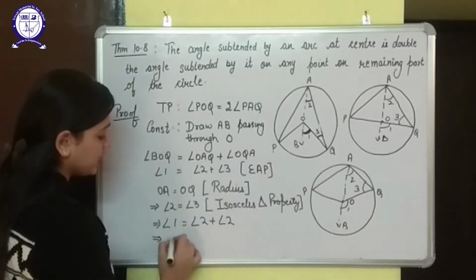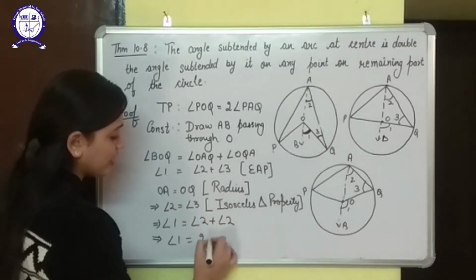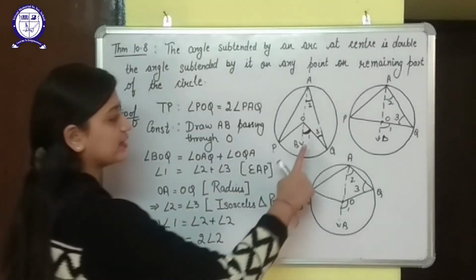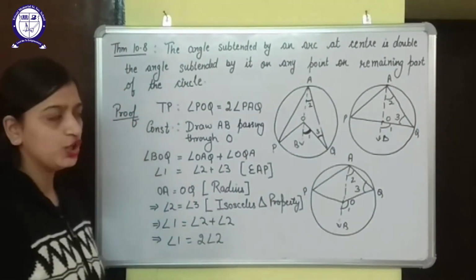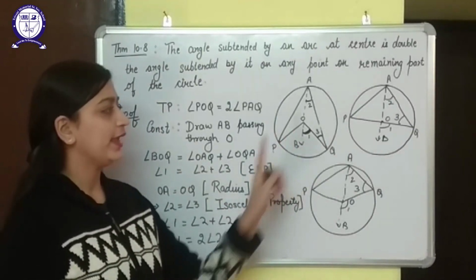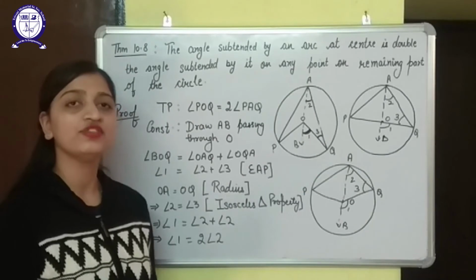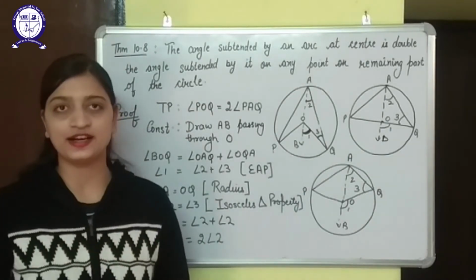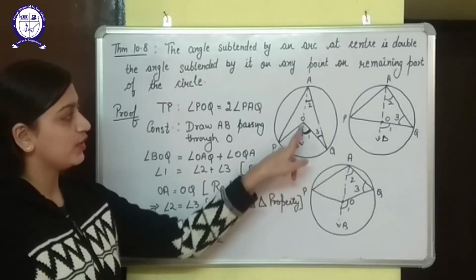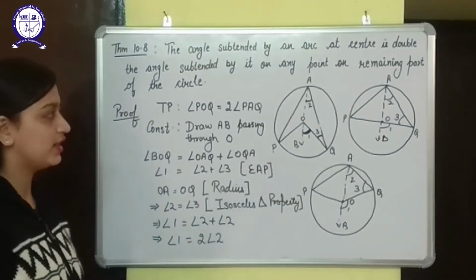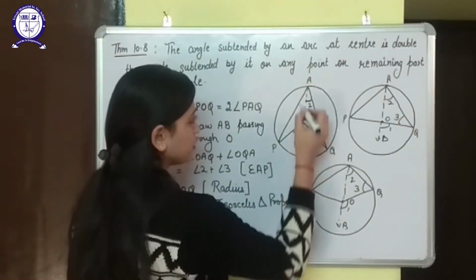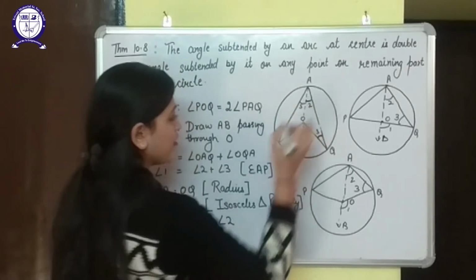So angle 1 is equal to twice of angle 2. Okay, I have shown that this angle 1 is twice of angle 2. Now we are going to do the same procedure for the triangle AOP. And instead of writing each and every step again and again, we can simply write, similarly, angle this will be twice of angle this. So let's name them 4 and 5. Suppose this is 4 and this is 5.